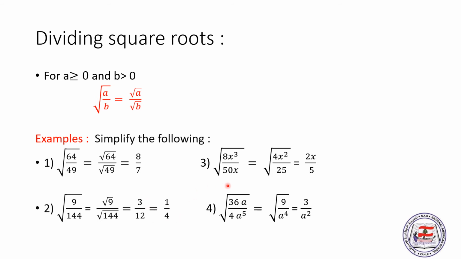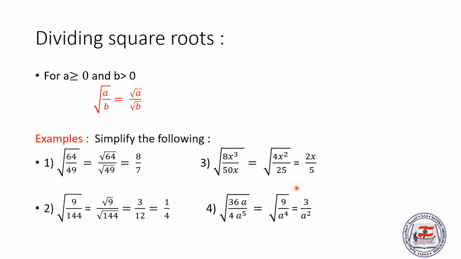When the form is more complicated, like number 3, square root of 8x cubed over 50x, it's easier if we start by simplifying the fraction before reducing the square root. So 8 over 50 can be divided by 2, which gives 4 over 25. X cubed over x, we can simplify the variable to get x squared. So now we have a perfect square in the numerator and in the denominator, which gives directly 2x over 5.